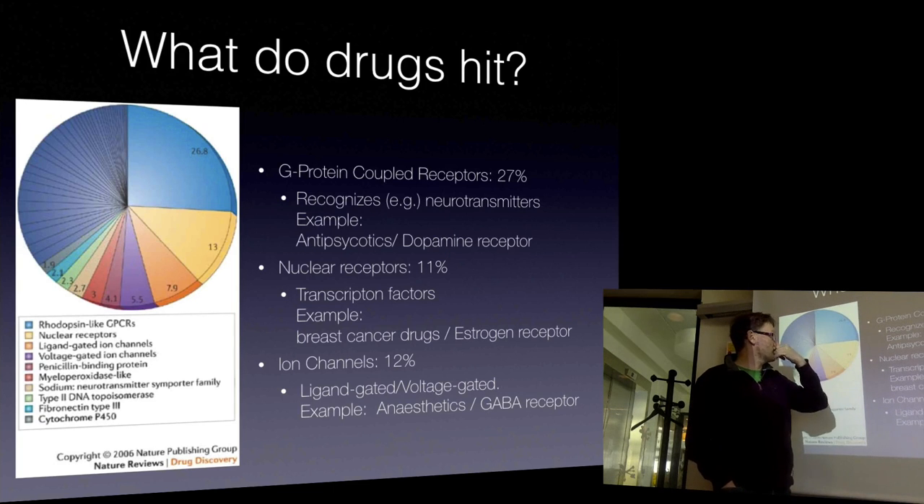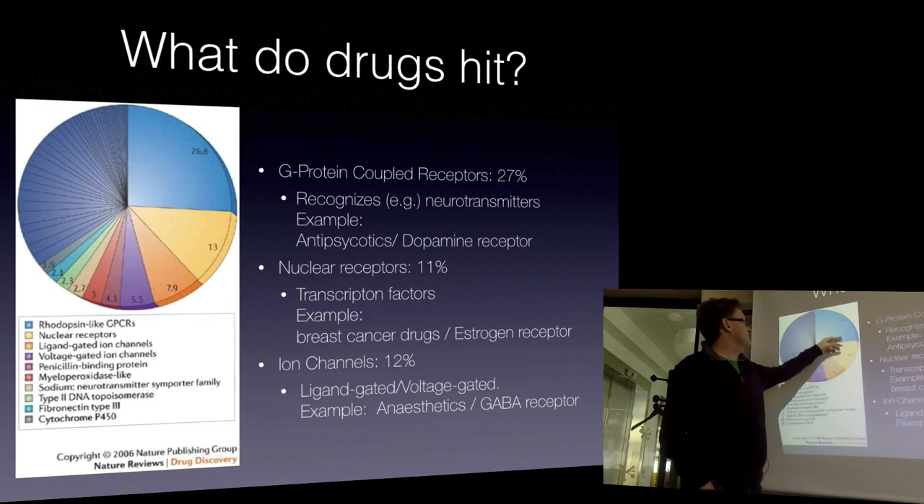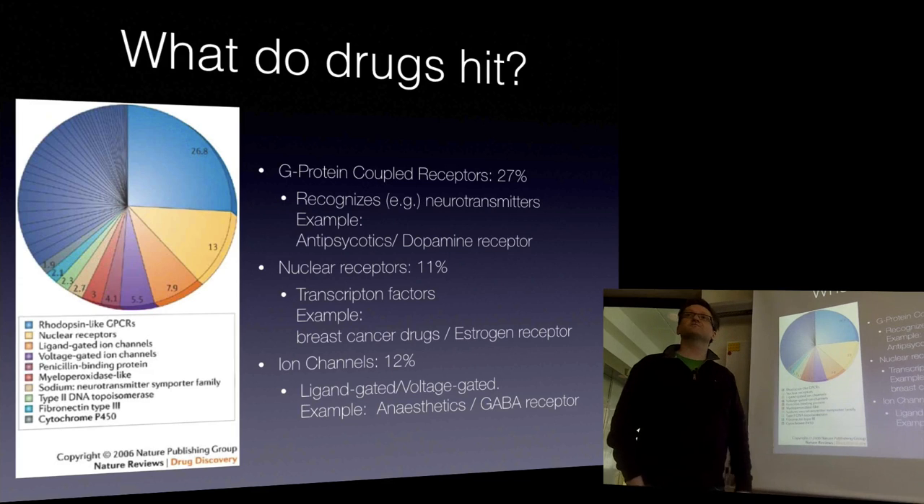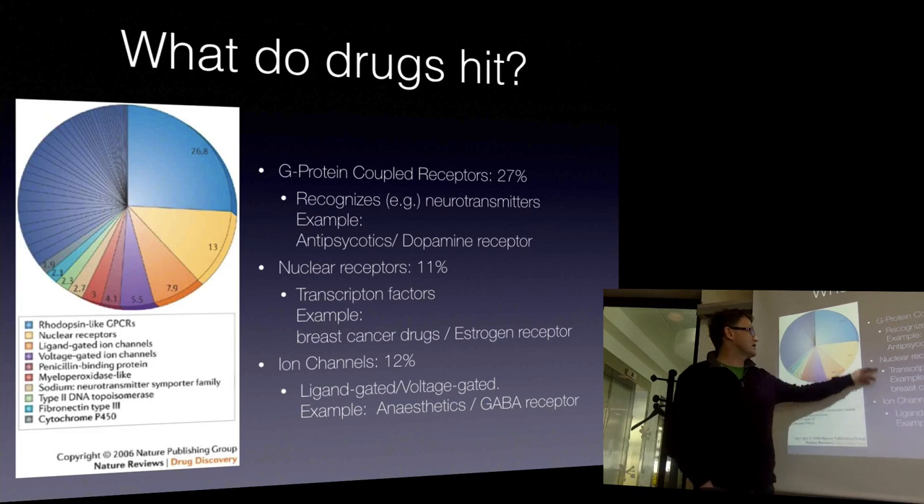Neurotransmitters, recognition and everything. The dopamine receptor is one example, heavily used. The only problem is that until about 10 years ago, there were no structures whatsoever of these. And for a very long time, we thought that we would never be able to determine structures of them. Extremely complicated to crystallize. There are some nuclear receptors.